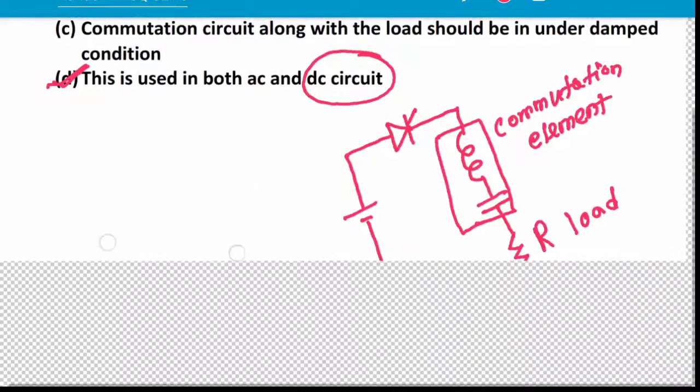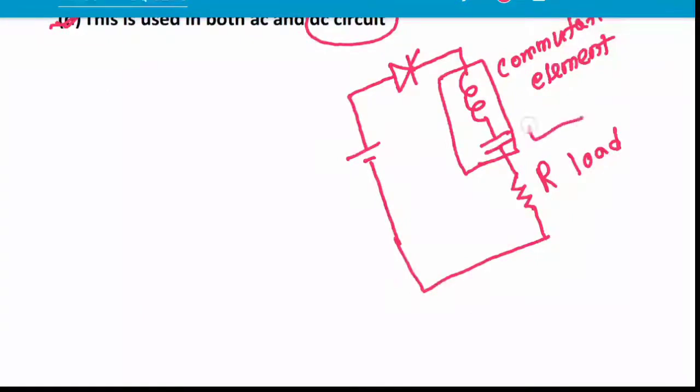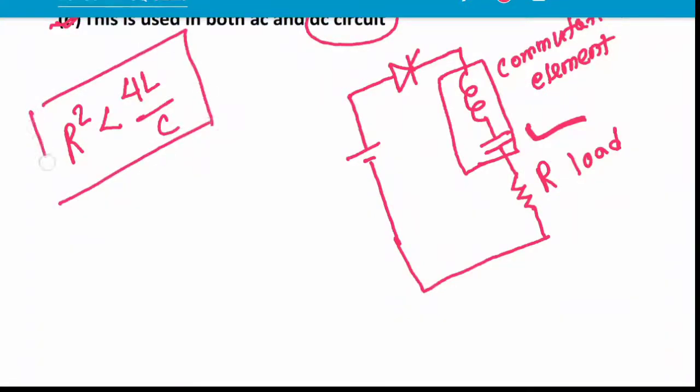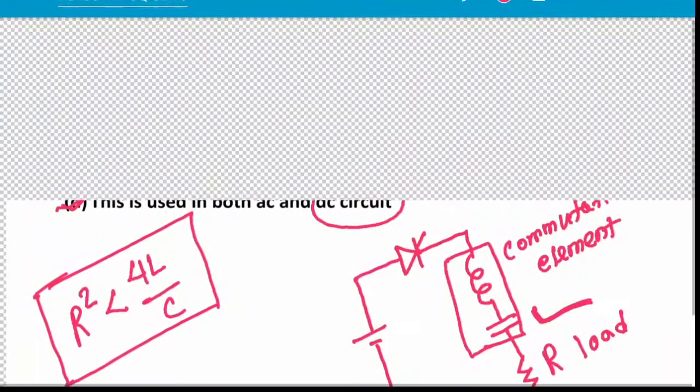And here, as this is an oscillatory or a resonant circuit, the condition is commutation should be underdamped, and in case of underdamped condition, R square, that is load resistance square, will be smaller than 4L by C. This is the condition for underdamped condition, and this is always under the underdamped condition.